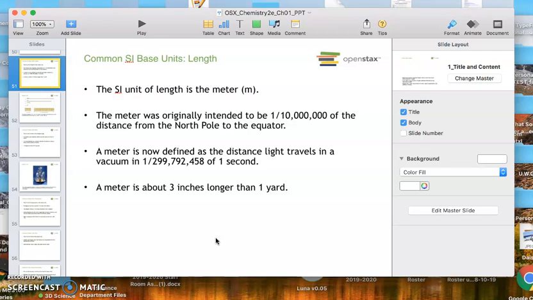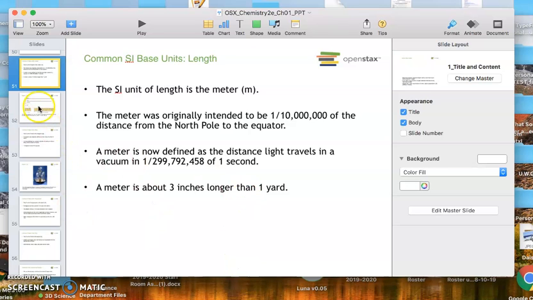The SI unit of length is the meter. There are different definitions for the meter. Originally the meter was intended to be 1/10 millionth of the distance from the North Pole to the equator, and now it's defined as the distance that light travels in a vacuum in 1 over 299,792,458 of 1 second.